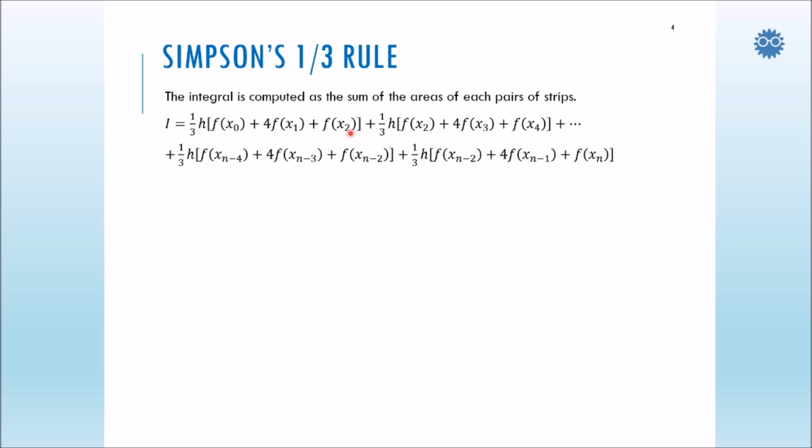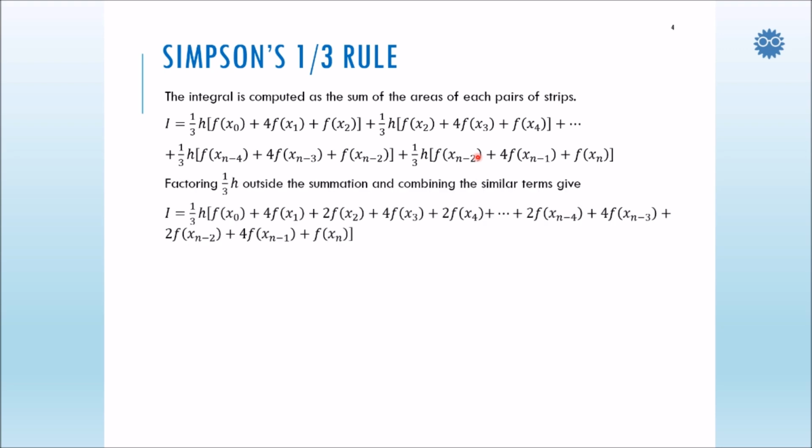For example, f of x2 here is repeated again as f of x2 as the beginning of the next two strips. f of x4 will be repeated and so on. Here, for example, f of x sub n minus 2 is repeated again. So when we take one-third h as a common factor outside the brackets and we combine the similar terms, we'll get the following equation. This is an expanded form of Simpson's one-third rule. We have one-third h multiplied by all the terms of the Simpson's one-third integration. So here we should notice three things.